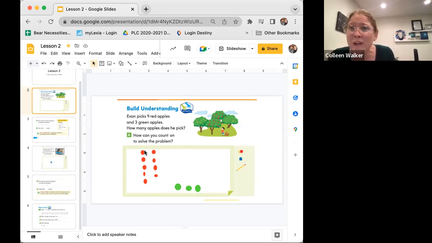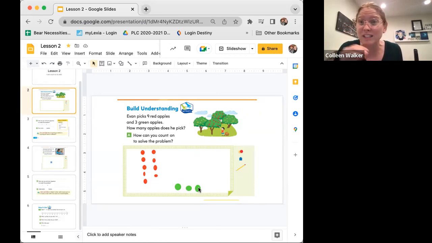Let's check it out. Let's see what he means by trying it out with this problem. So let's practice this problem with counting all and then counting on, and let's see which one's faster. Ready? So let's count all. Can you count with me? 1, 2, 3, great counting. 4, 5, 6, 7, 8, 9, 10, 11, 12. Great job. That was counting all.